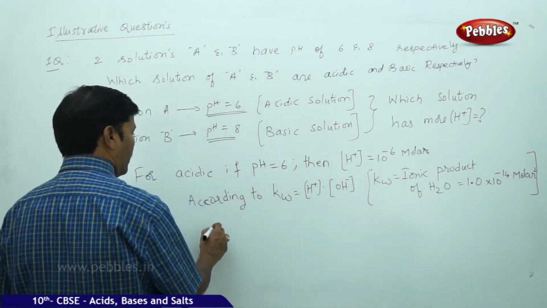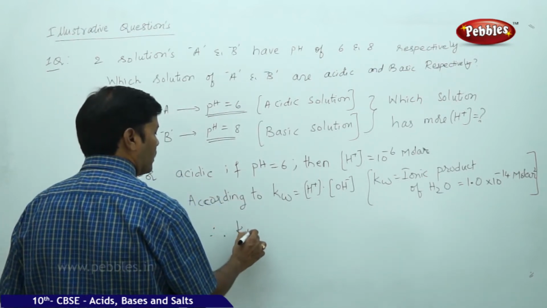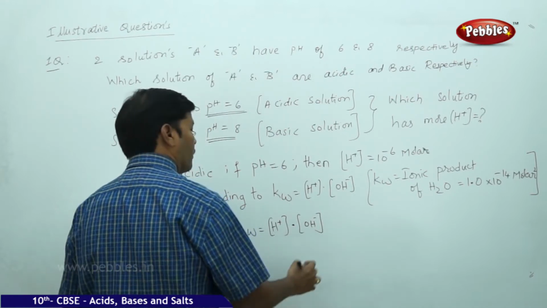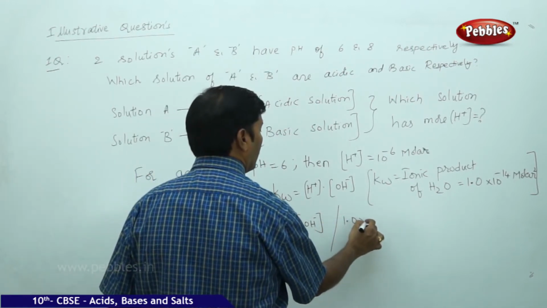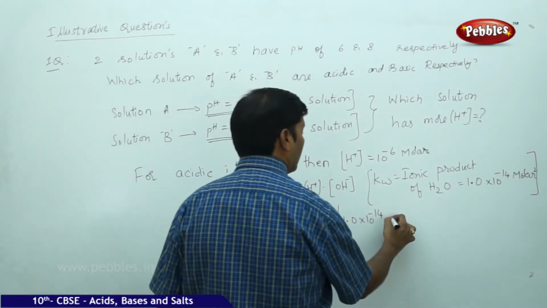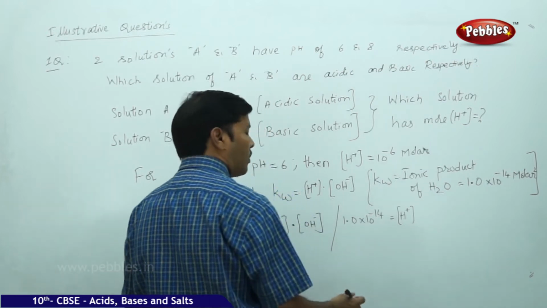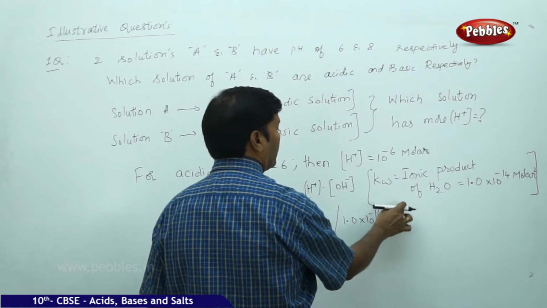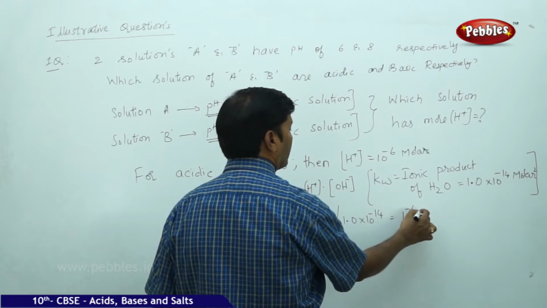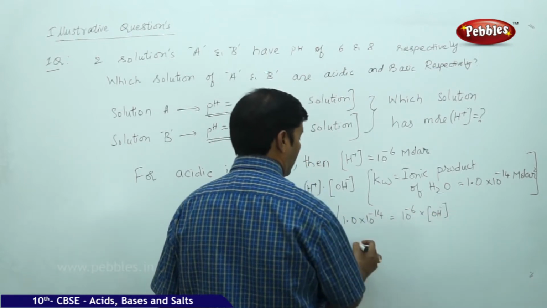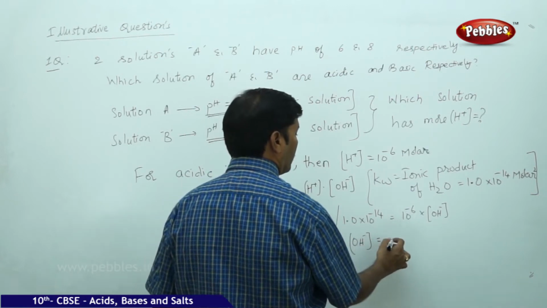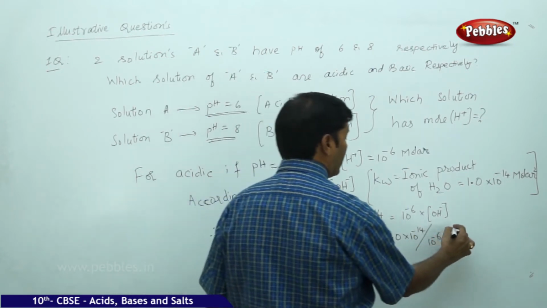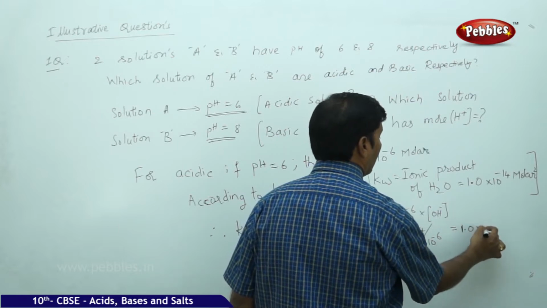So for the acidic solution, Kw is equal to H plus ion concentration into OH minus ion concentration. That is, Kw, 1.0 into 10 to the power of minus 14, is equal to H plus ion concentration, which we already know, 10 to the power of minus 6, into OH minus ion concentration. So OH minus ion concentration is equal to 1.0 into 10 to the power of minus 14 divided by 10 to the power of minus 6. Upon simplification you get 1.0 into 10 to the power of minus 8 molar.